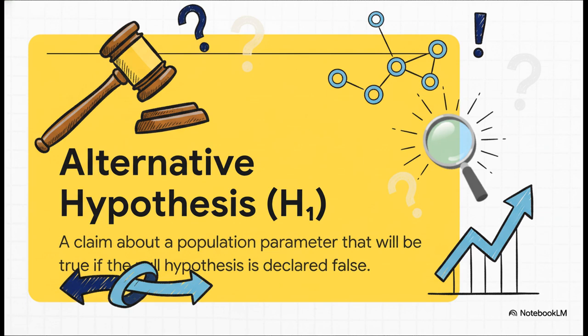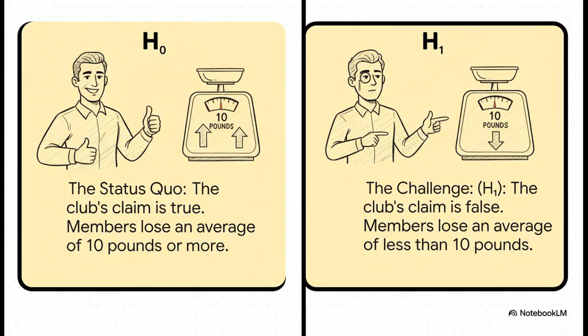And of course, if you have a defendant, you need a prosecutor. And that's the alternative hypothesis, or H sub 1. This is the challenger. It's the new theory that says, nope, I think the original claim is wrong, and here's my idea instead. So let's bring this back to our health club.